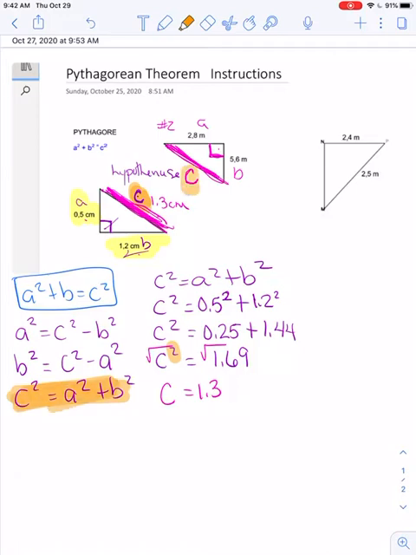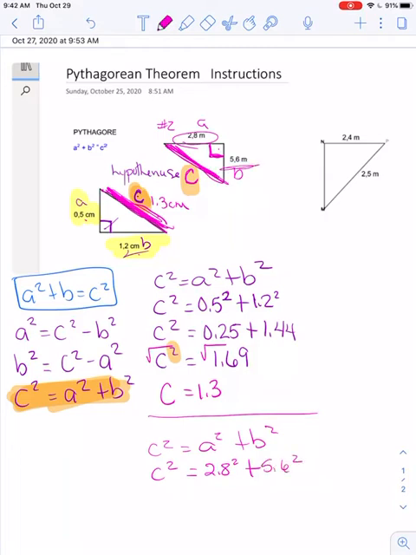We're going to be using this formula again. C squared equals A squared plus B squared. C squared equals, my A is 2.8 to the power of 2, plus my B is 5.6 to the power of 2. C squared equals, first thing we need to do our exponents. So 2.8 times 2.8 gives us 7.84, and 5.6 times 5.6 gives us 31.36. We need to add, so 7.84 plus 31.36 is going to give us 39.2.